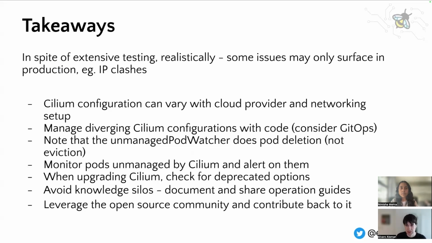An alternative to this is to just monitor pods that are unmanaged by Cilium on nodes that do have Cilium in them, and then alert on them while this migration is ongoing. As always, when finding issues like this, document them for the rest of the team and try to leverage the open source community as much as possible.